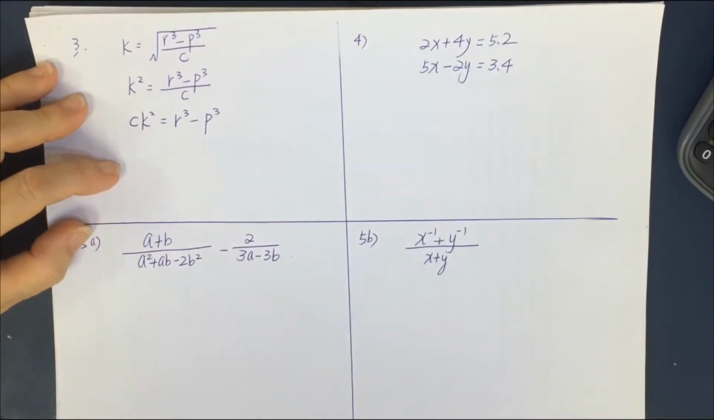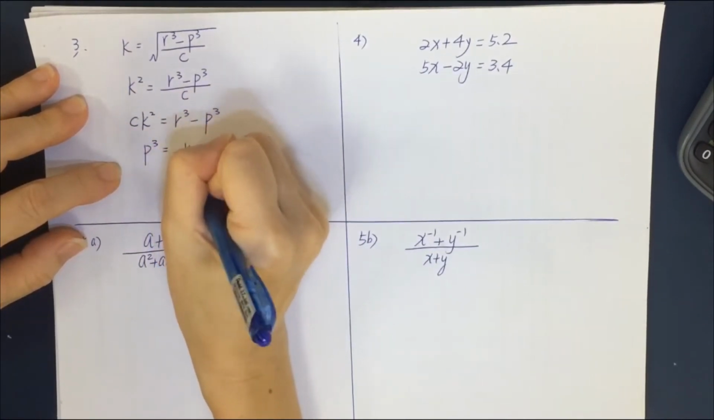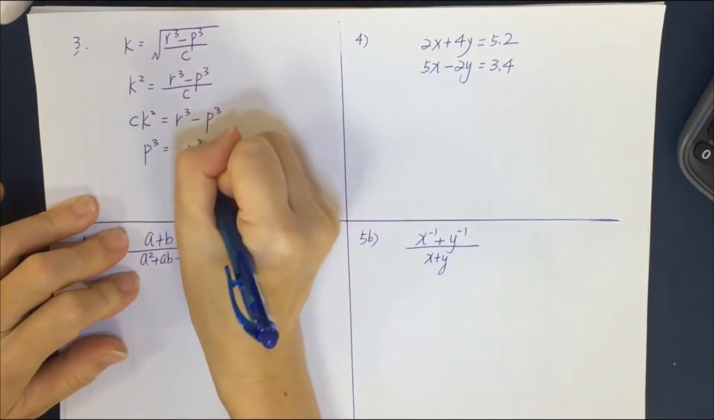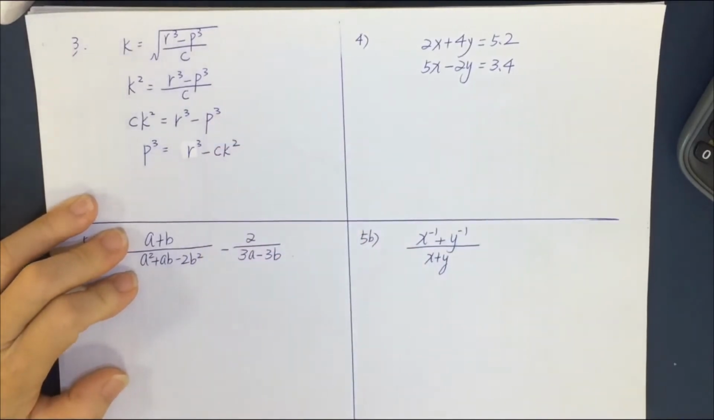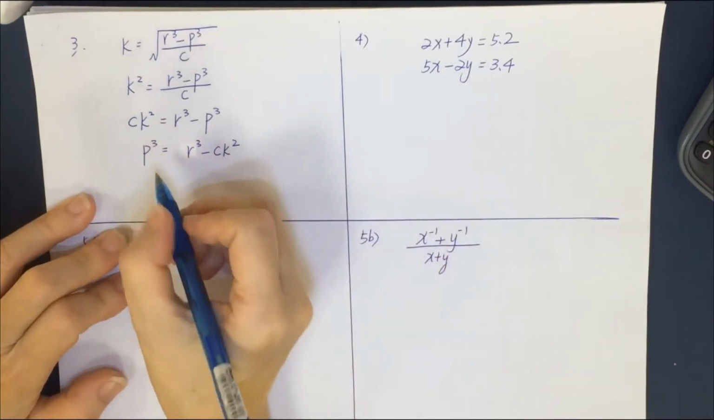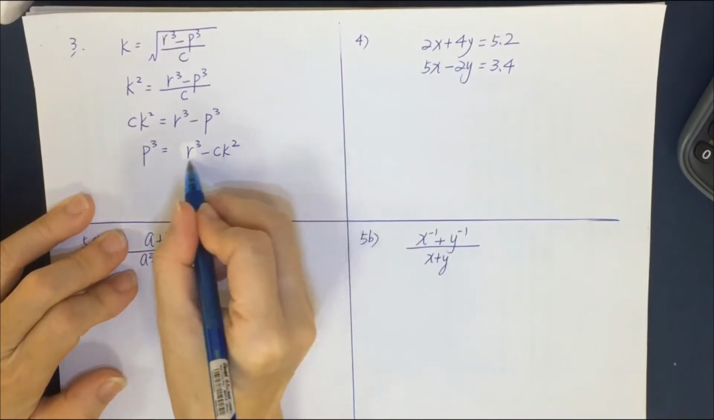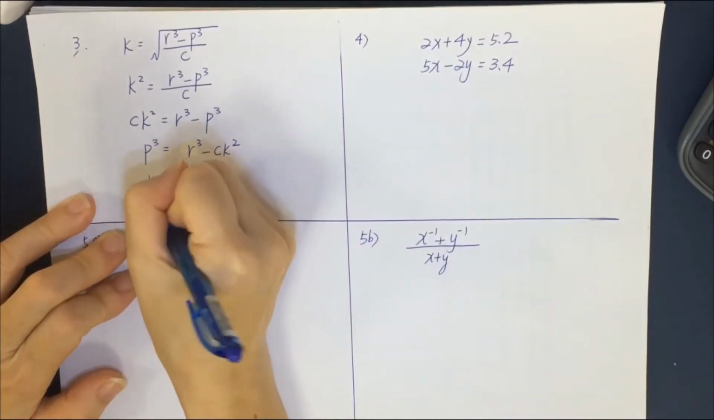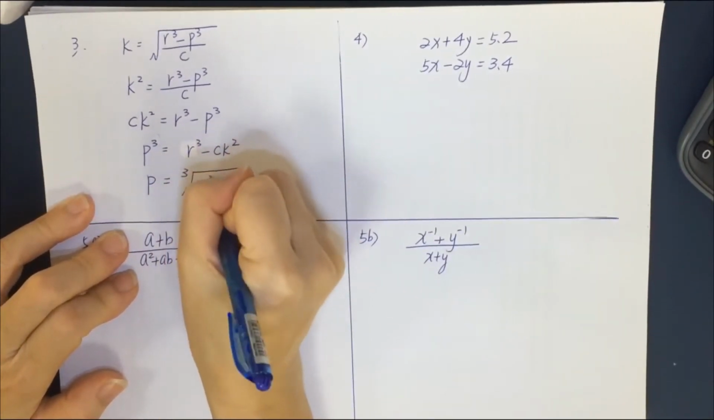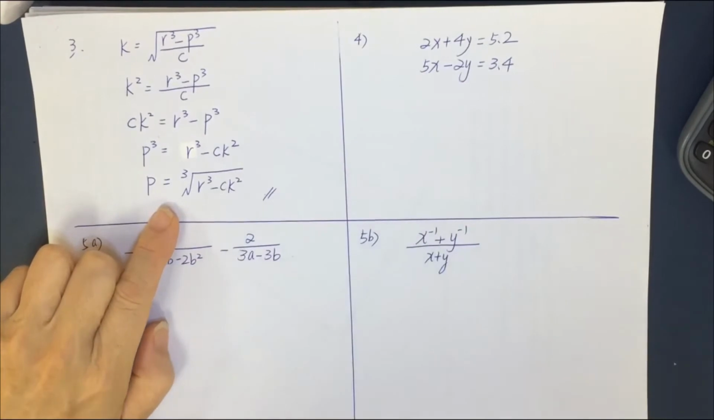Now I want to make P the subject. So can I put the P to be P cube? So P cube will be equal to R cube minus CK squared. CK squared is only referring to C times K times K. There's no bracket there. So P cube is this. You see, I want to make P the subject. This side cannot have any more P, and you can check there's no more P here. So if I want to find P, I need to remove the cube. So I need to take the cube root of this expression. So this is the answer.